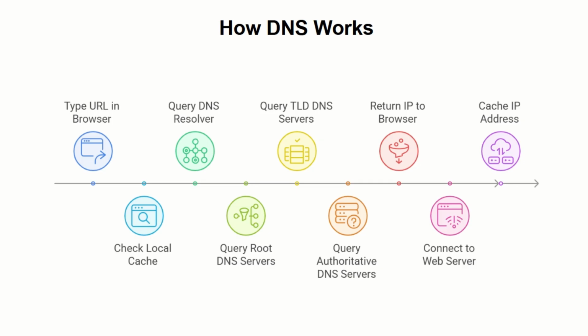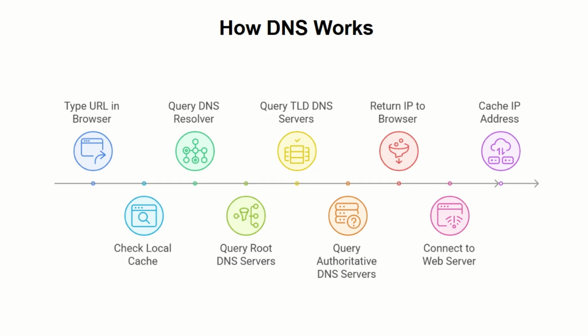At this point, the resolver contacts the authoritative DNS servers for example.com. These servers know the actual IP address for the domain. They respond with the correct IP address. Once the resolver has the IP address, it sends it back to your browser. Your browser now knows the exact address of the web server hosting the website. With the IP address in hand, the browser can connect to the web server and request the website content, which will be displayed to you.